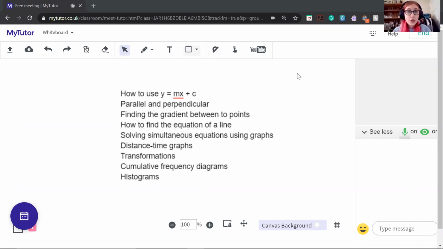Then we did 2 lessons on transformations, especially looking at the function notation of transformations. This is when we have y equals f of x, and then a shift is represented by y equals f of x plus a, and so on and so forth.